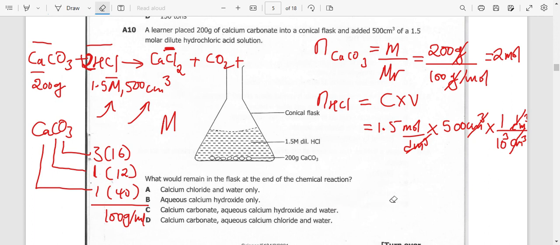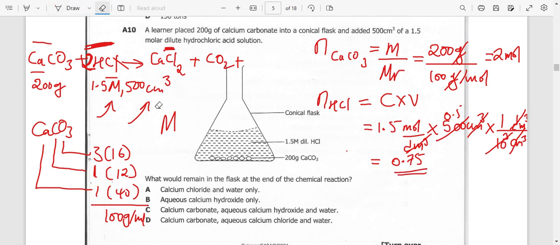So just do the multiplication here. 1000 into 500 is going to give you 0.5. So what you do is 1.5 times 0.5, that is going to give us 0.75. Now remember the hydrochloric acid had a 2 in front, right? So what you do is number of moles of hydrochloric acid. So you have found 0.75.